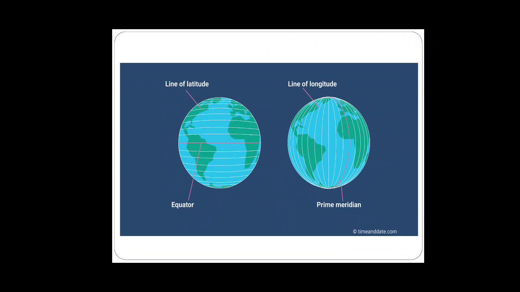Okay. Then longitude. Longitude runs from north pole to south pole. These are closer to each other at the poles because they converge at the poles. They join at the poles. Therefore, they are not parallel to each other. Unlike latitude, these lines do not form circles. Longitudes are also known as meridians. We will be calling them meridians of longitude.